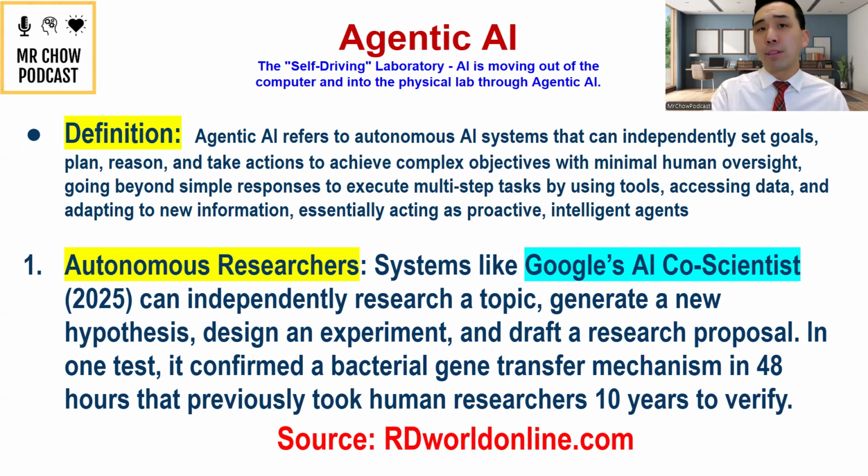There's a system, you can look this up, I have not, like Google's AI co-scientist 2025 that can independently research a topic, generate a new hypothesis, design an experiment, and draft a research proposal. In one test, it confirmed a bacterial gene transfer in about 48 hours that took human researchers about 10 years to verify. Now, not everything is true when it comes to this, but it definitely helps research, as we can see.